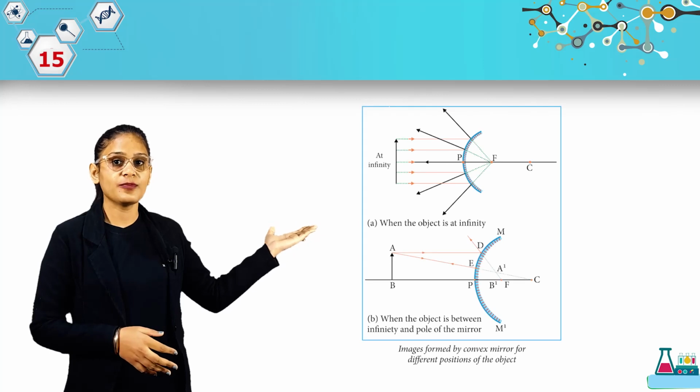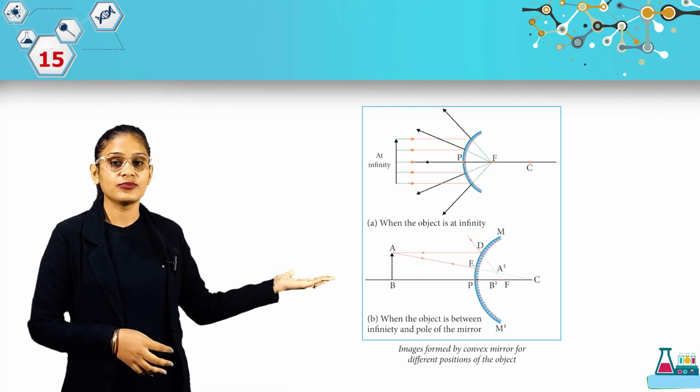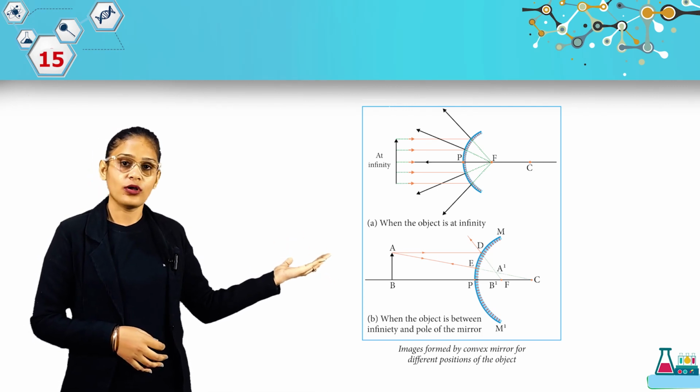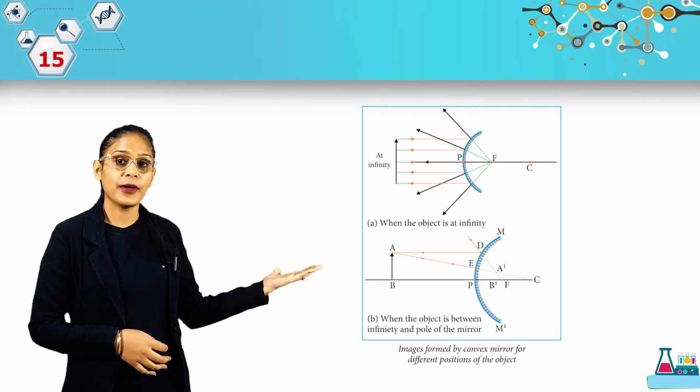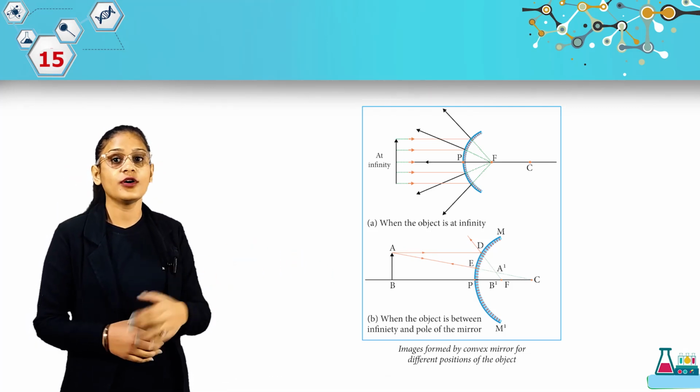Now students, look at these pictures. We have A, when the object is at infinity. Then come to the B, when the object is between infinity and pole of the mirror. And these are the pictures, images formed by convex mirror for different positions of the object.